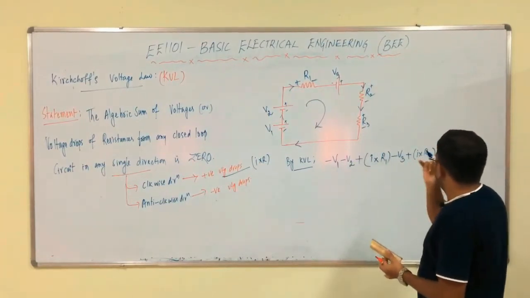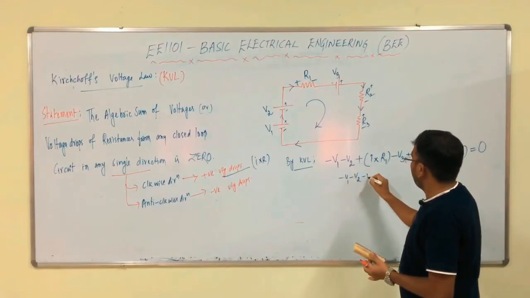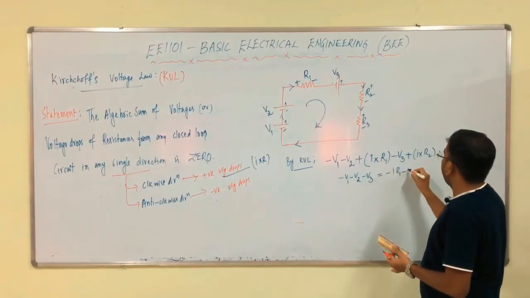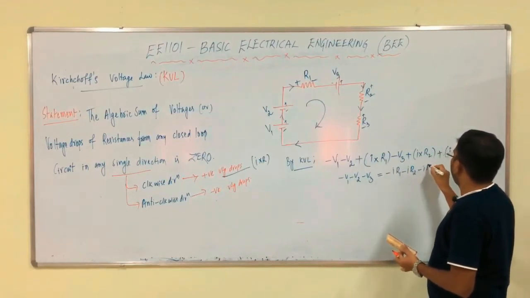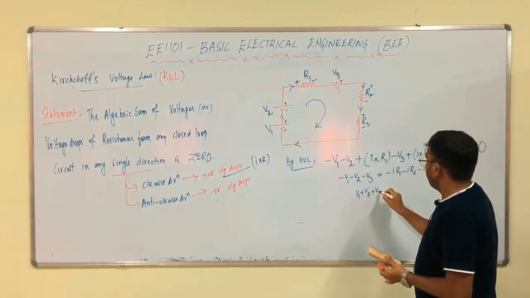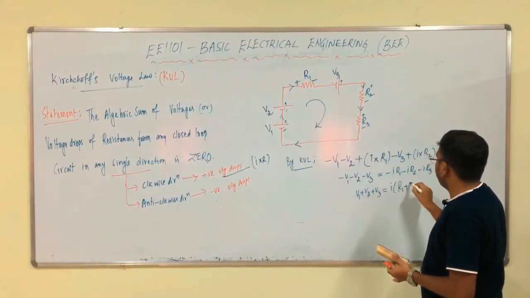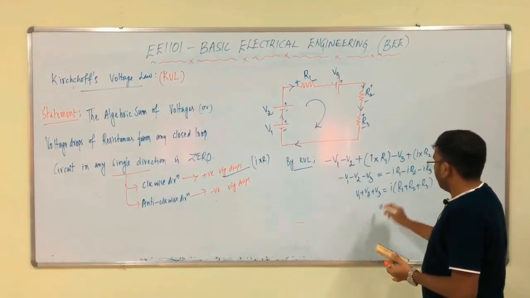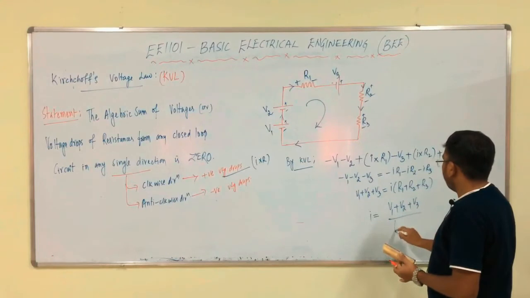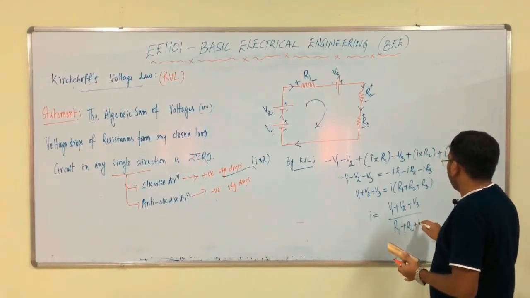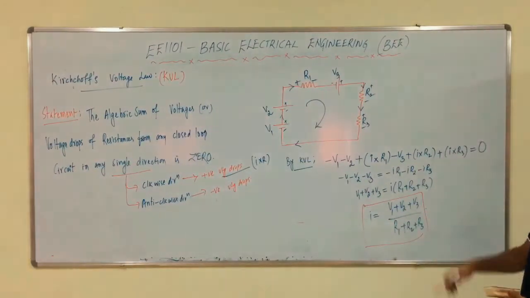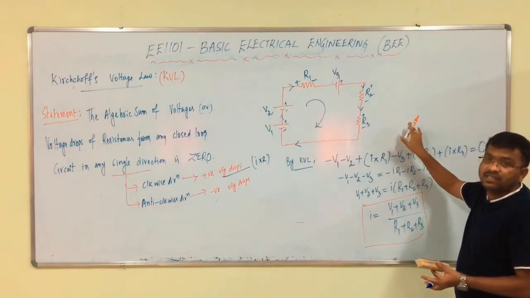From this, minus V1 minus V2 minus V3 is equal to minus I into R1 minus I into R2 minus I into R3. From this, V1 plus V2 plus V3 is equal to I into (R1 plus R2 plus R3). From this, the value of I is equal to what? V1 plus V2 plus V3 by R1 plus R2 plus R3. This is the value of current from the circuit. This is for clockwise direction only.